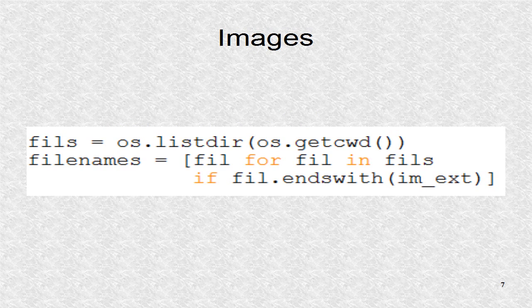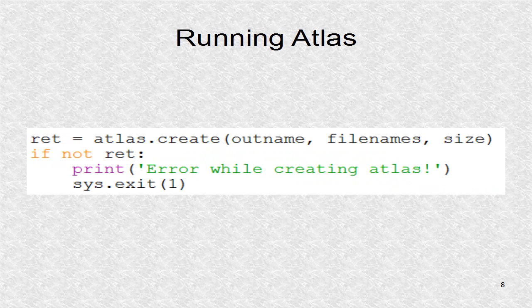7. In the list fields, we have the names of all the files in the current directory. This will include both image and non-image files. Next, in file names, only the elements that are actually images with the correct extension are retained. 8. The only function in the modified atlas module is create, which requires 3 parameters. The default padding, which is 2 pixels between images, was used.